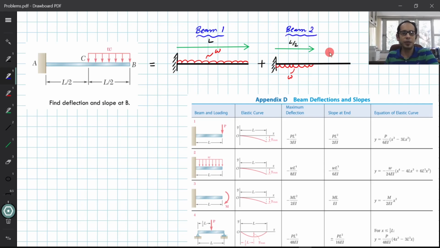For beam 1, I can directly use the table and write the deflection and slope at B. Remember, eventually if I can find the deflection and the slope at the end B for this beam and add it to the deflection and the slope at the end B for this beam, I should get the deflection and the slope at B in the original beam. So let me first write for beam 1 directly from the table.